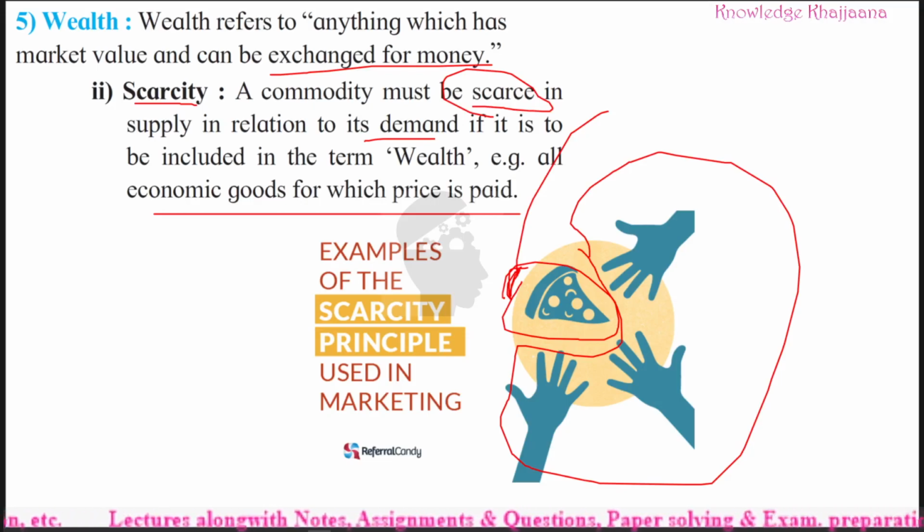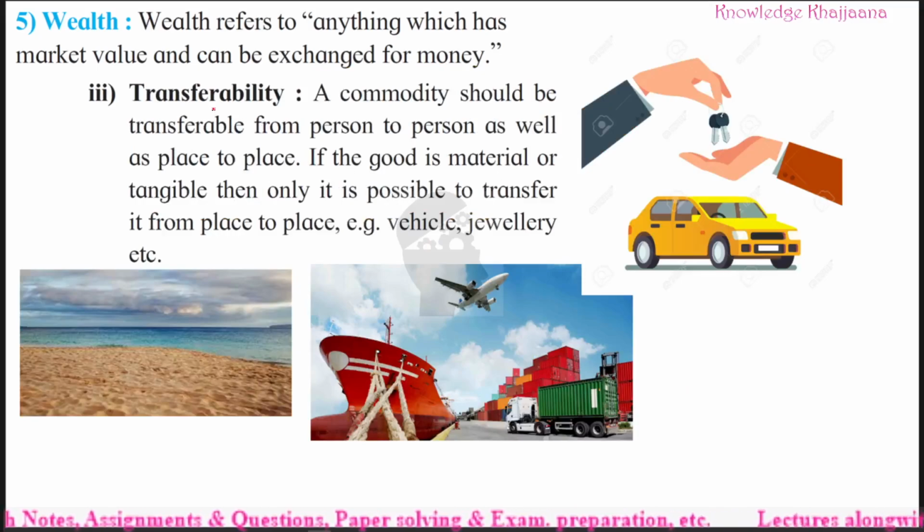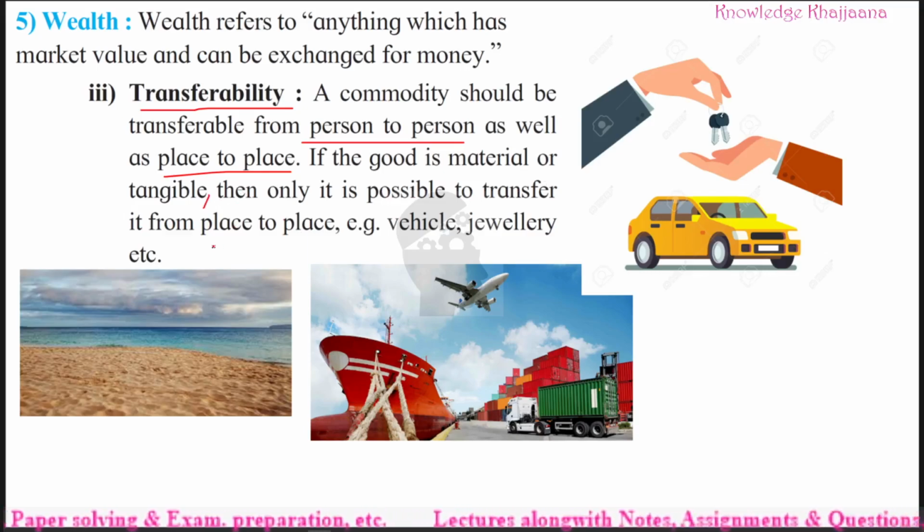The third characteristic of wealth is transferability. A commodity should be transferable from one person to another person, as well as from one place to another place. If the good is material or tangible, then only is it possible to transfer it from place to place. For example, vehicles, jewelry, etc.